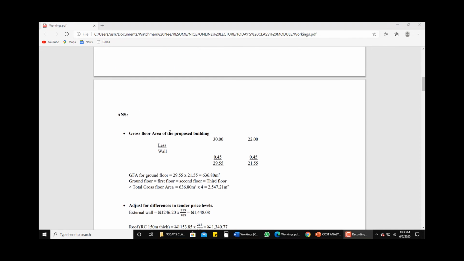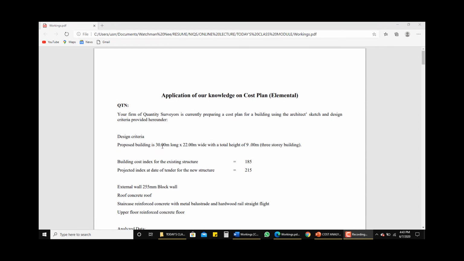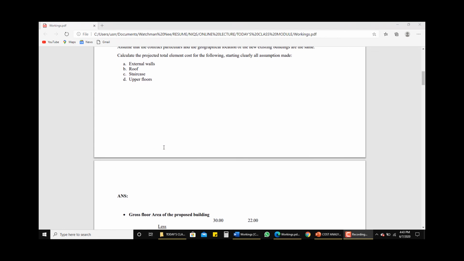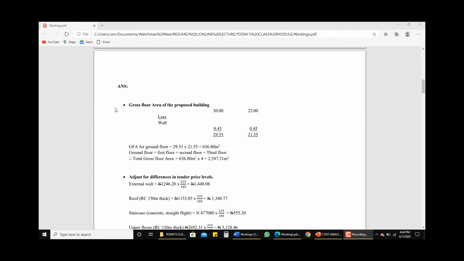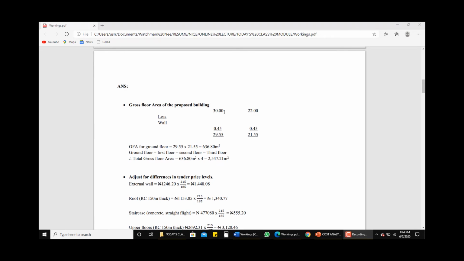So let's look at how we go about it with our knowledge of cost analysis and building cost index in particular. I've worked out the answer here, so you just go along with me. The gross floor area of the proposed building is 30-meter long and 22-meter wide.